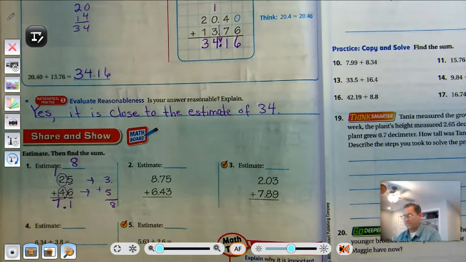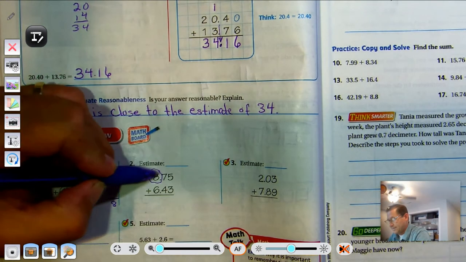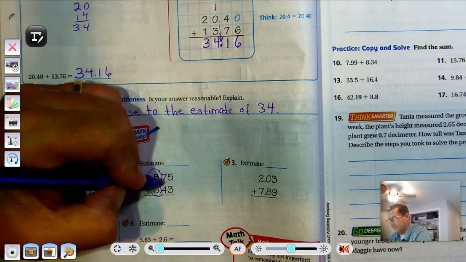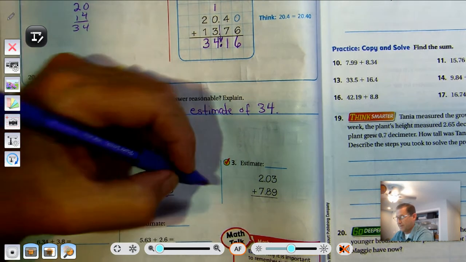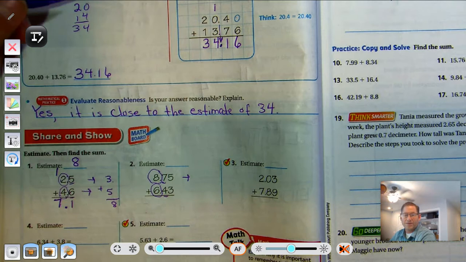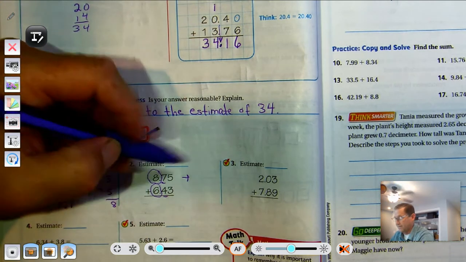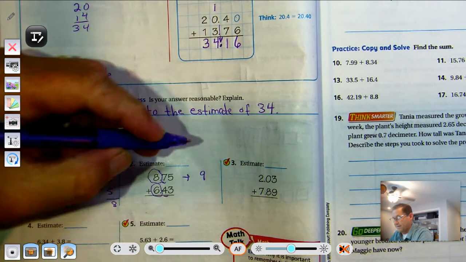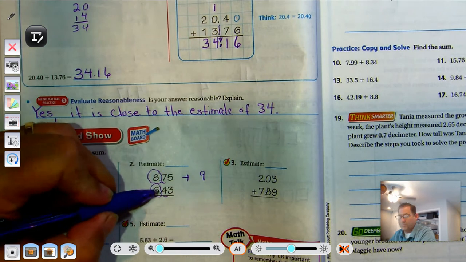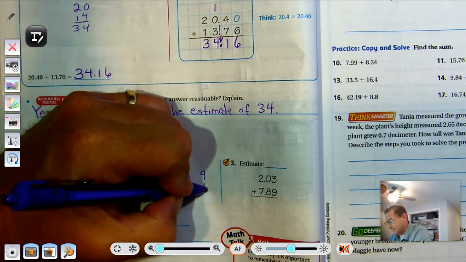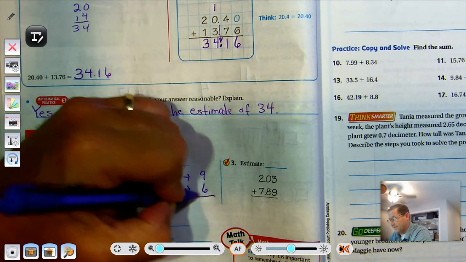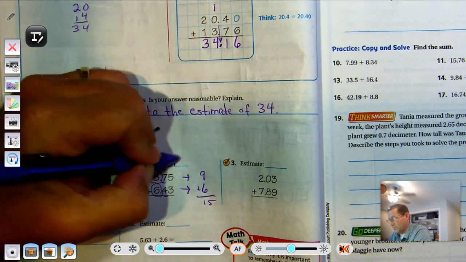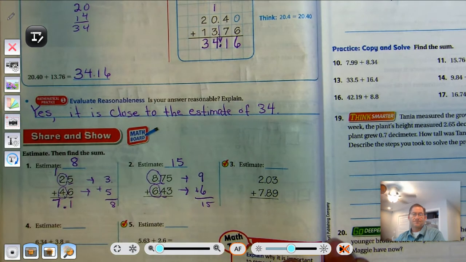All right, number 2, the estimate. 8 and 75 hundredths, 6 and 43 hundredths. 8 and 75 hundredths, we round up because the 7 is greater than 5. 6 and 43 hundredths, we'd round down because the 4 is less than 5. So we should get an answer close to 15.